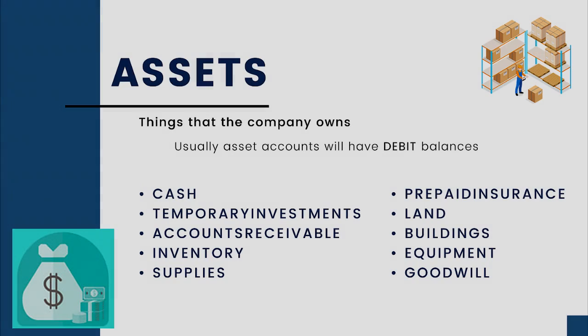The first one, assets, are things that the company owns, and usually its accounts will have debit balances. They are the resources of the company that have been acquired through transactions and have future economic value that can be measured and expressed in dollars. They also include costs paid in advance that have not yet expired. Let's go to some examples. Cash, prepaid insurance, prepaid advertising, prepaid legal fees, prepaid rent, temporary investments, land, accounts receivable, buildings, inventory, equipment, supplies, and goodwill.